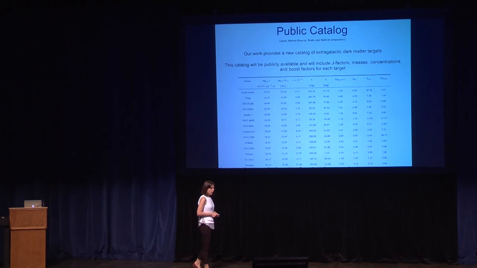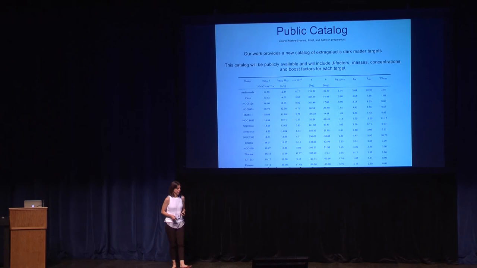One of the main results of this work is that we now have a catalog of extragalactic dark matter targets. We have this list of all of these galaxy groups, their associated J factors, masses, concentrations, and boost factors, and we're going to be making this public. So there's lots of work that can be done with this, looking for different kinds of dark matter studies and in other wave bands with all of these different targets.